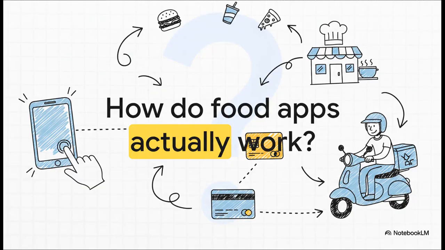Okay, so just think about the last time you ordered food on an app. You tap a few buttons and boom, like magic, dinner shows up at your door 30 minutes later. But what is actually happening behind that screen? I mean, how does your phone, the restaurant's kitchen, the payment system, and the delivery driver all talk to each other so perfectly? That's the conversation we're going to decode right now.